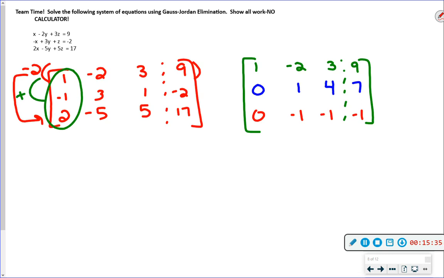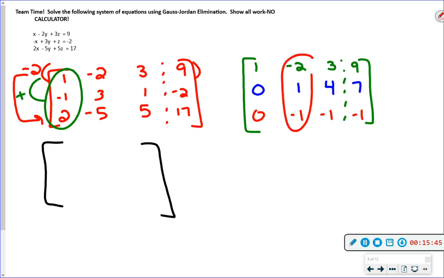All right, 2 more matrices to go, my friends. So working on the second column. We've got our diagonal 1. That blue 1 is what we're going to use to convert the other numbers. So our blue numbers are perfect, so I'm going to fill those in.